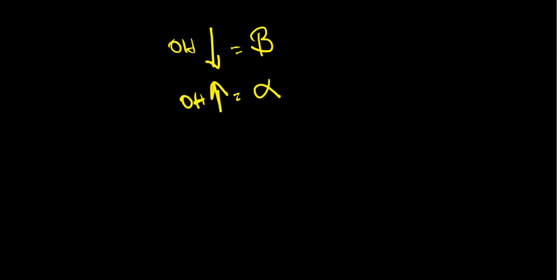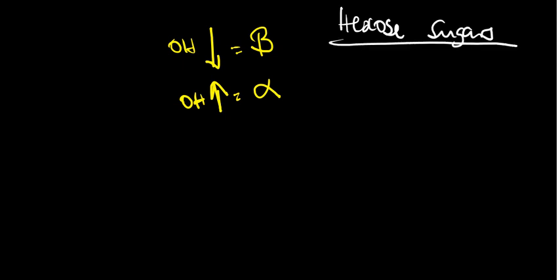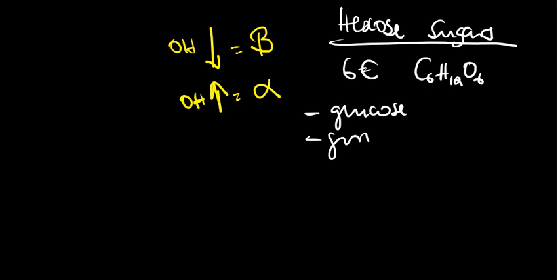Okay, so we're going to talk about hexose sugars next. We'll look at hexose sugars, right? Alright, so when you look at hexose sugars, it means they have 6 carbon atoms in them, and their formula is going to be C6H12O6. Okay, examples that we have are glucose, we have fructose, we also have galactose.